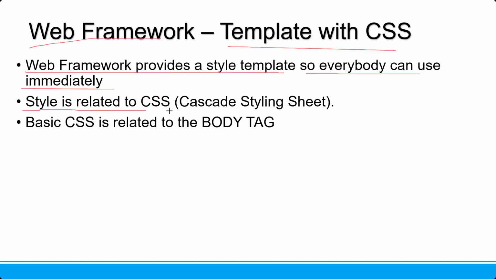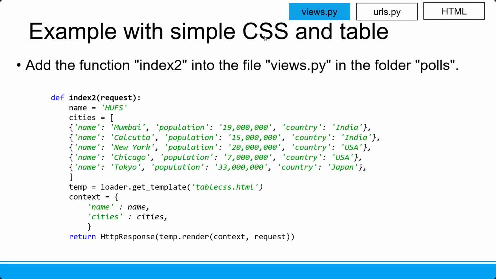So style is related to CSS, cascading style sheet, and the basic CSS is related to the body. CSS means something about the style, and the style is something that you want to show to the user. If you want to show to the user, it means the showing will be in the body section. Now let's see one example of how we can do it with the CSS, and I will also make the table.